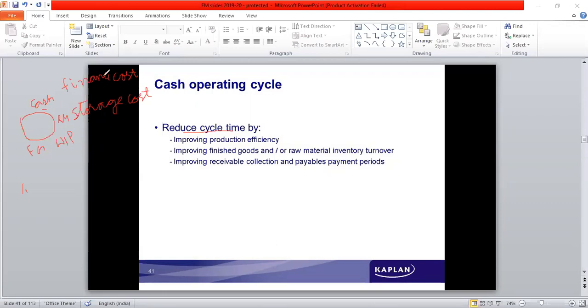First one is by improving production efficiency. By improving production efficiency, what does it mean? To see that they are efficient in terms of producing the output. There is no delay at any given point of time. Very quickly, the conversion of raw material into finished goods happens, and then they are kept available for sales. So, very quickly, without any delay, if there is an order from a customer, that is met immediately or within a short period of time, without delaying any further.